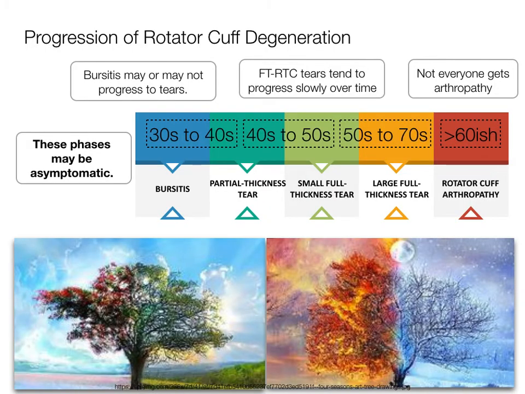The natural history of rotator cuff degeneration follows a rough scheme as shown here in the slide. There are many exceptions observed, and not everyone has symptoms at every step, and not everybody gets to the end of the line. But in general, what starts out as bursitis-type pain in the upper 30s can eventually march along to rotator cuff arthritis in the elderly patient group.